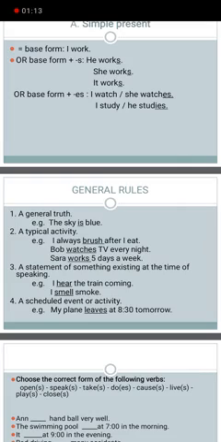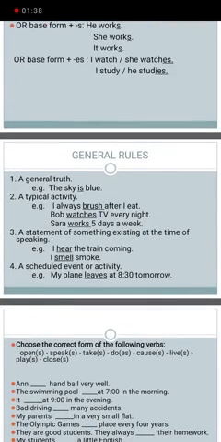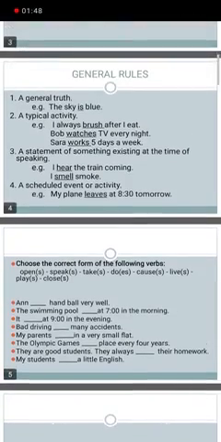We also have number two, a typical activity, something that somebody frequently does. For example, I always brush after I eat. Bob watches TV every night. Sarah works 5 days a week. Number three, a statement of something existing at the time of speaking. I hear the train coming. I smell smoke. Number four, a scheduled event or activity, e.g., my plane leaves at 8:30 tomorrow.